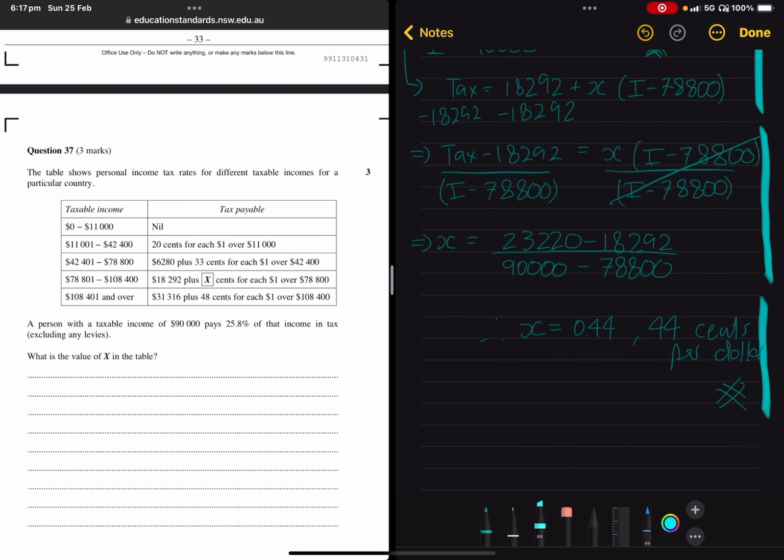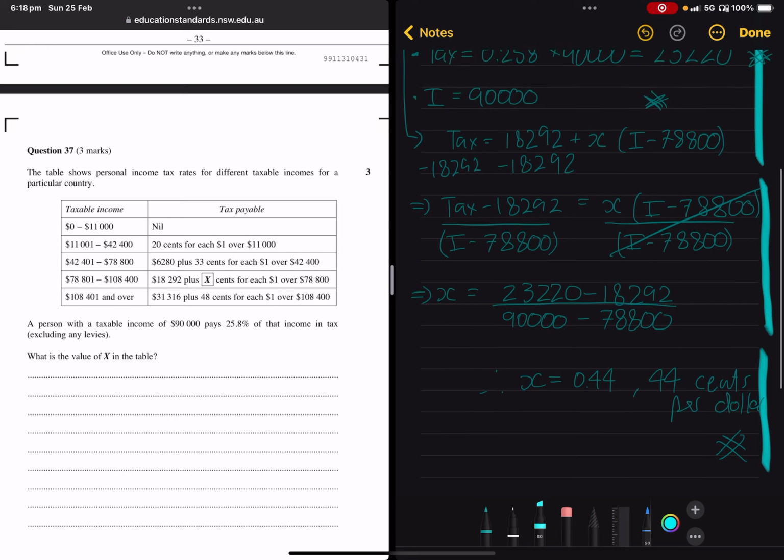Then the third mark will be for the correct answer, which is 0.44 or 44 cents per dollar. And it's better to answer 44 cents per dollar because 44 is the number missing from the box. Right? And cents per dollar is already written after it. But this is how we do question 37.